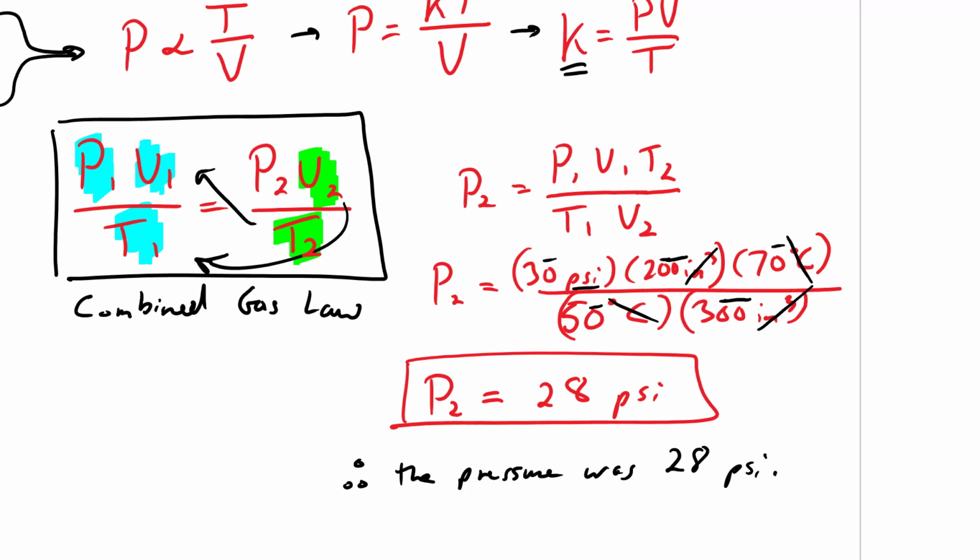Later on, you're going to use other formulas. For instance, PV equals nRT, the ideal gas law. This right here, this is a constant. This would be like your constant of proportionality, but it's actually a known constant. You'll learn about this in your chemistry class later on.